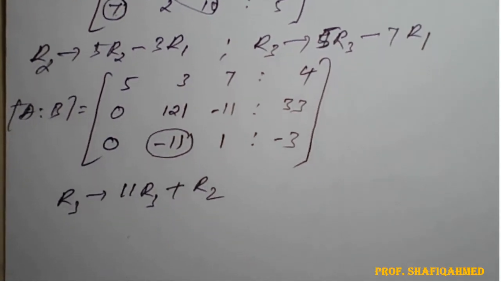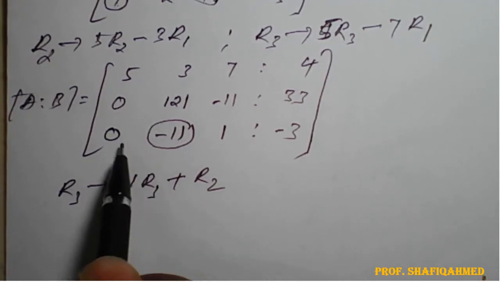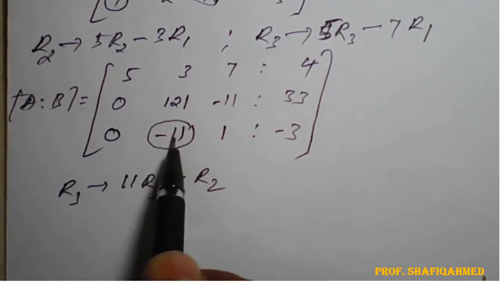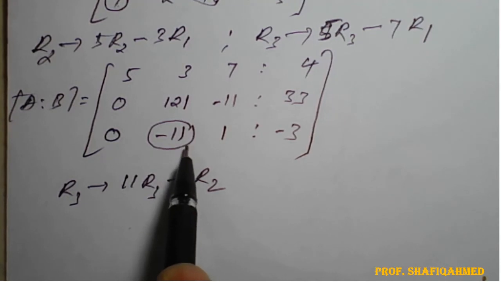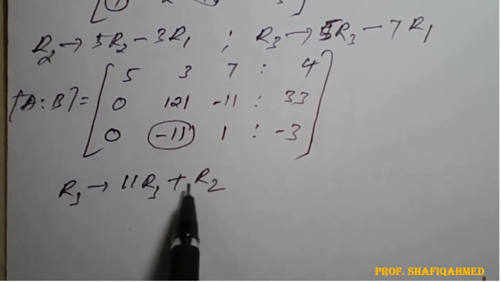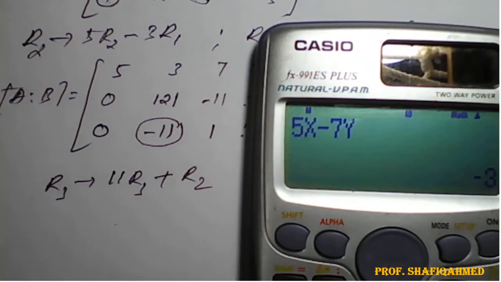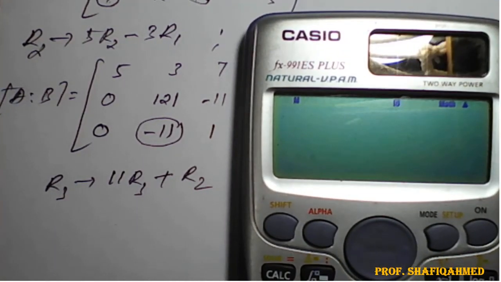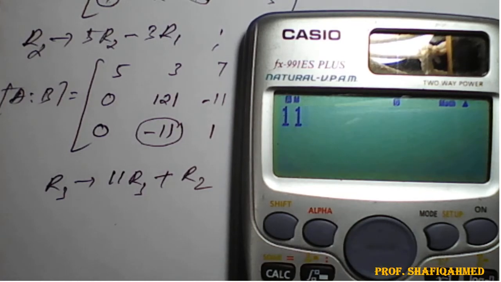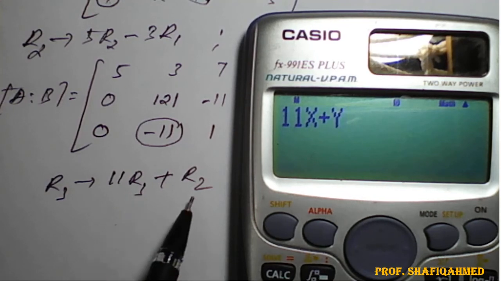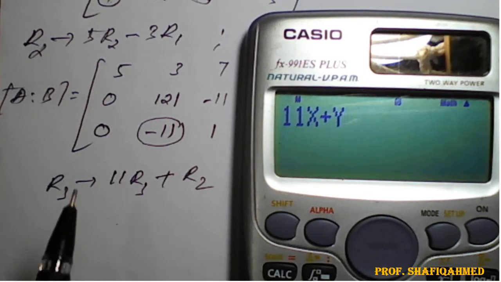This is the formula. Okay, 11 we need to multiply to make 121 here. We need to multiply what here? 11. So 11 times R3 plus R2. So this formula will prepare in the calculator now. So formula is 11 alpha x plus alpha y. That is, x value is R3 and y value is R2. So therefore what happens, we'll see.